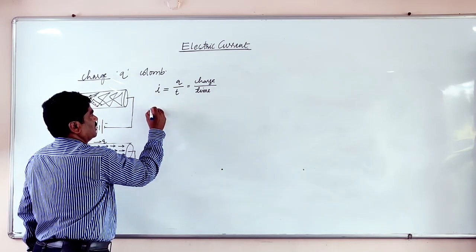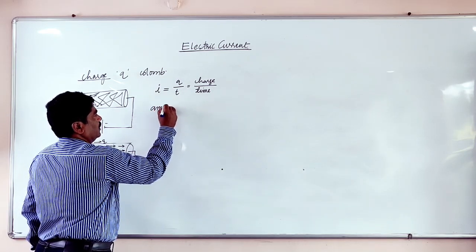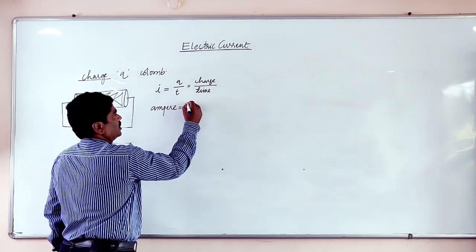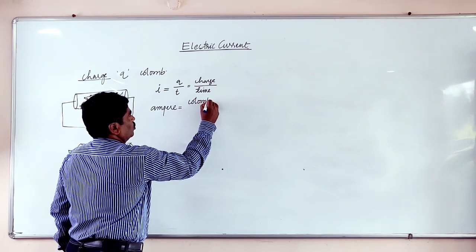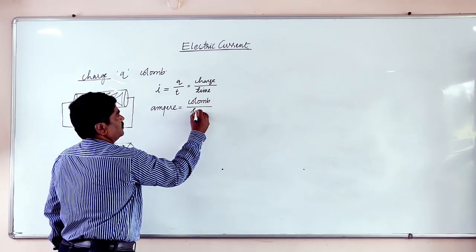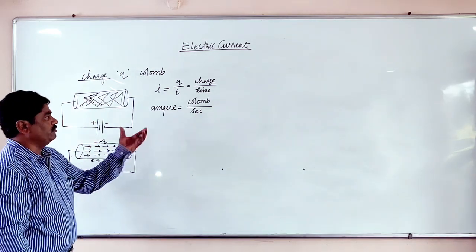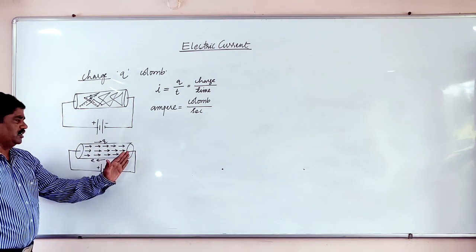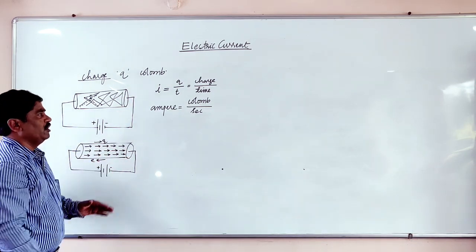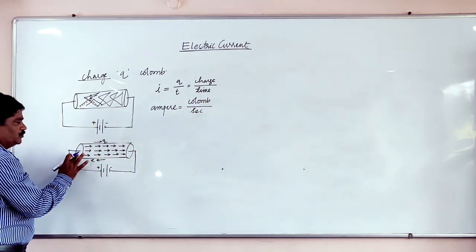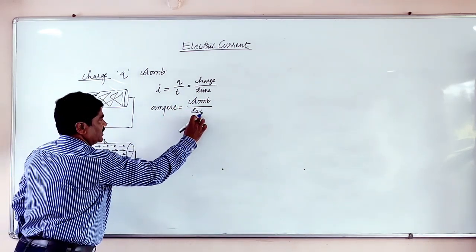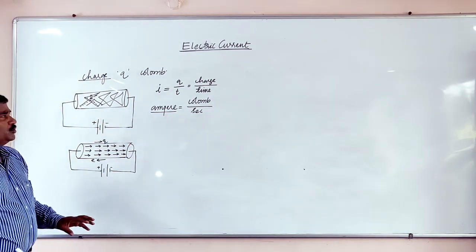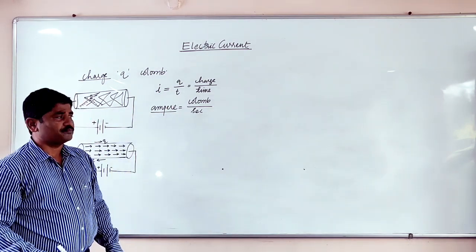And the unit of electric current is what? Ampere. It is purely a scalar quantity, where charge is measured in coulomb and time is measured in second. So how can we define 1 ampere? 1 ampere of electric current flows through the cross section of the conductor when 1 coulomb of charge flows from one end to the other end in 1 second. So this is about electric current.